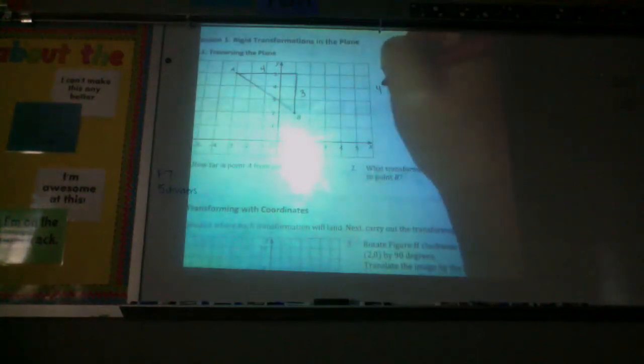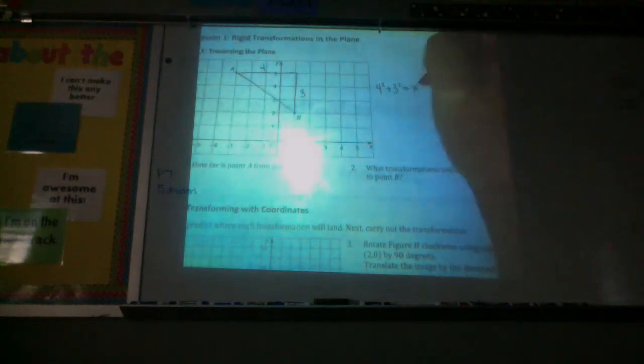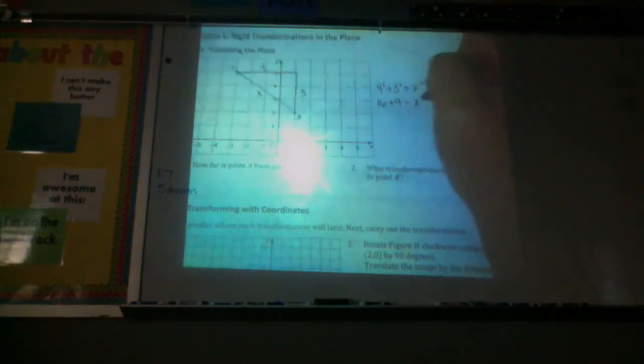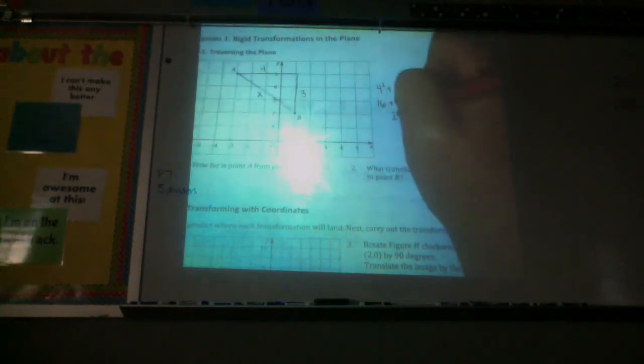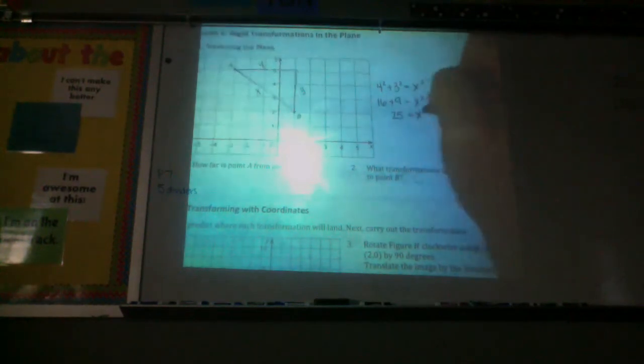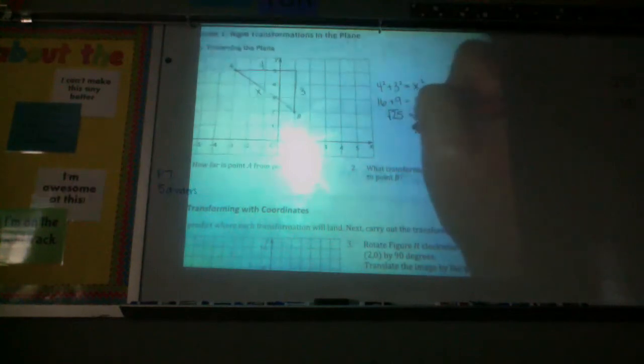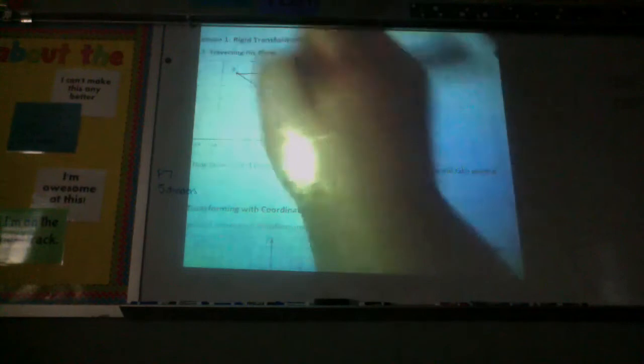I have 4 squared plus 3 squared equals x squared. So 16 plus 9 equals x squared. 25 equals x squared. And if I take the square root of both sides, x equals 5.